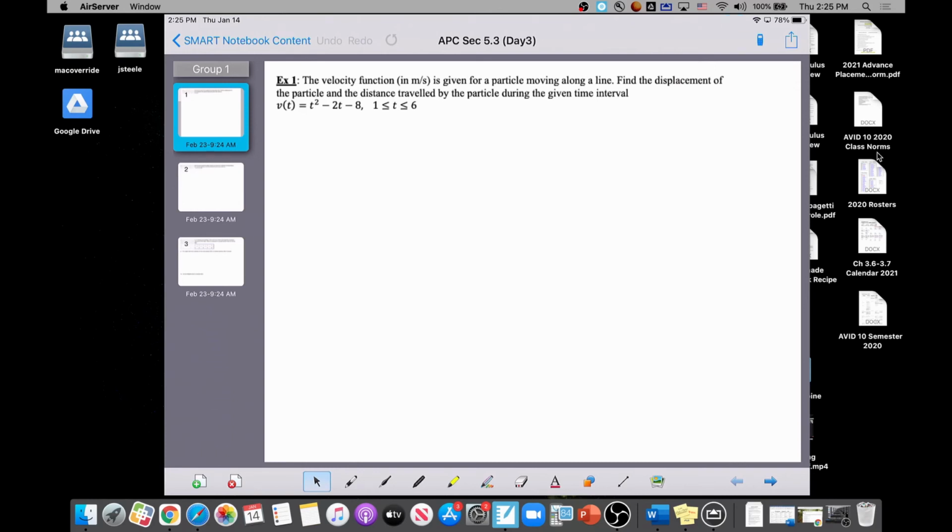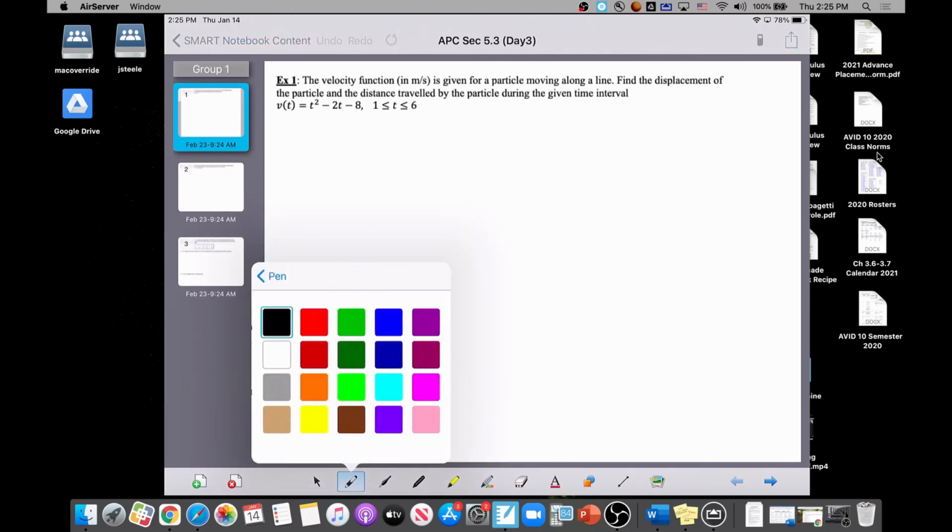So today we are going to start with a particle problem. It says the velocity function in meters per second is given for a particle moving along a line. Find the displacement of the particle and the distance traveled by the particle during the given time interval.